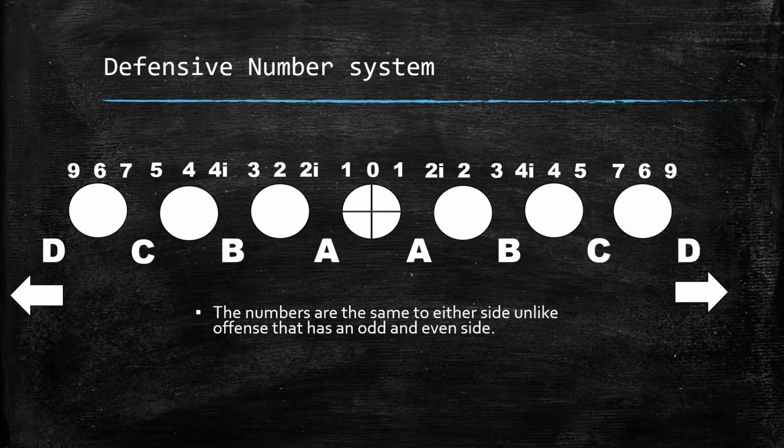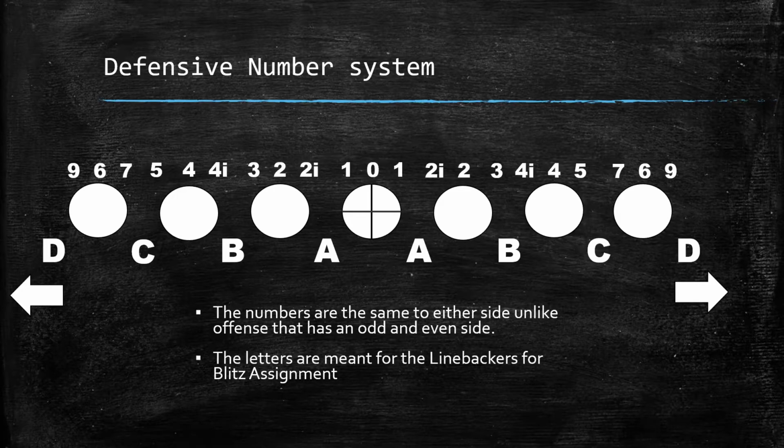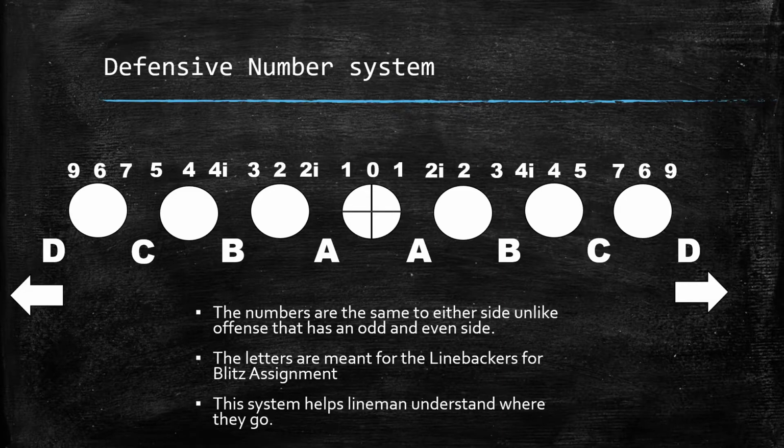So a little bit of research, a little bit of wordplay. The numbers are the same to either side, unlike offense, which I mentioned has the odd and the even sides. The letters are meant for the linebackers for blitz assignment. And this system helps linemen understand where they've got to go. It's that simple, folks. Let's get to the next slide.